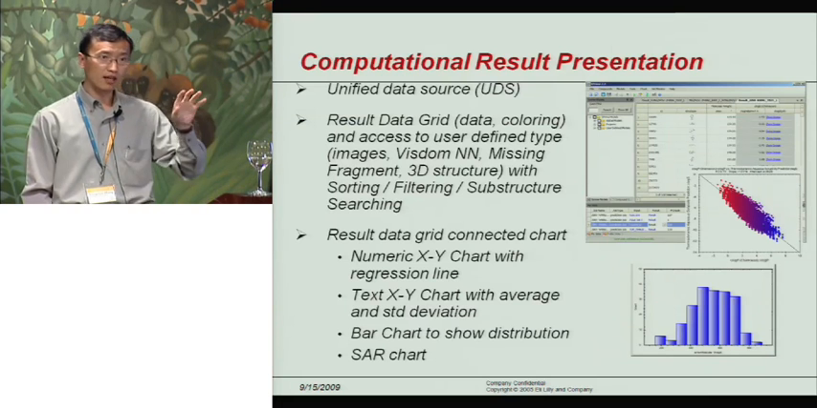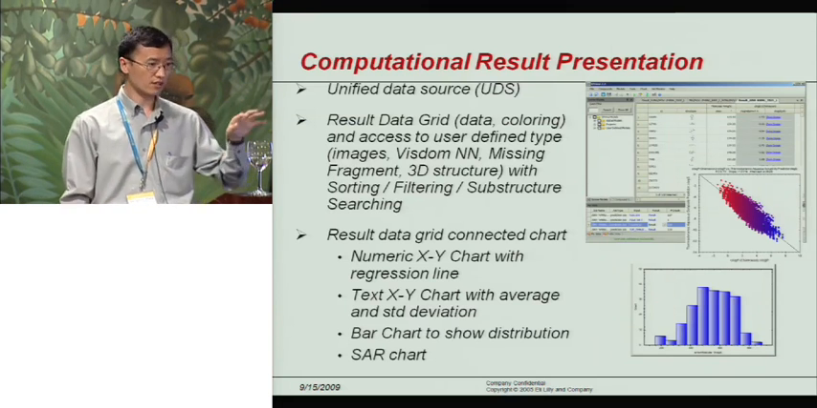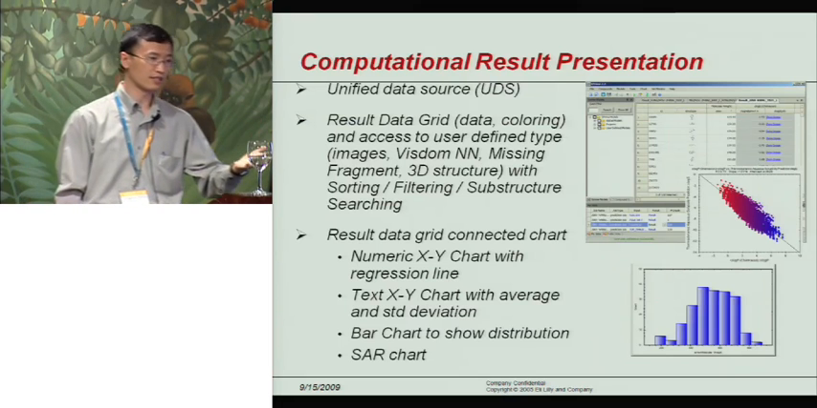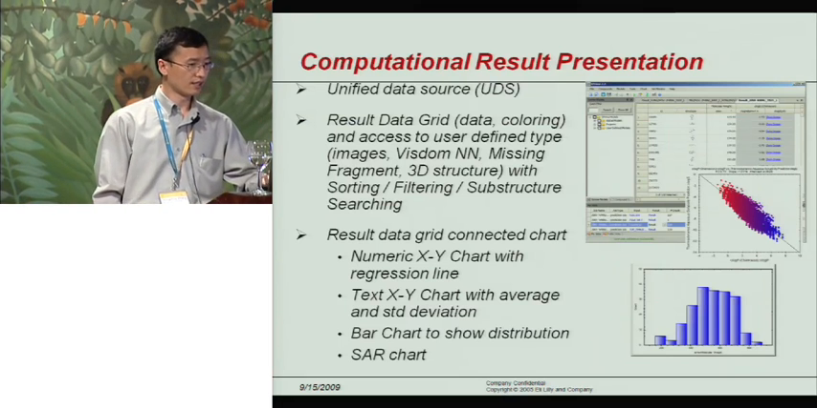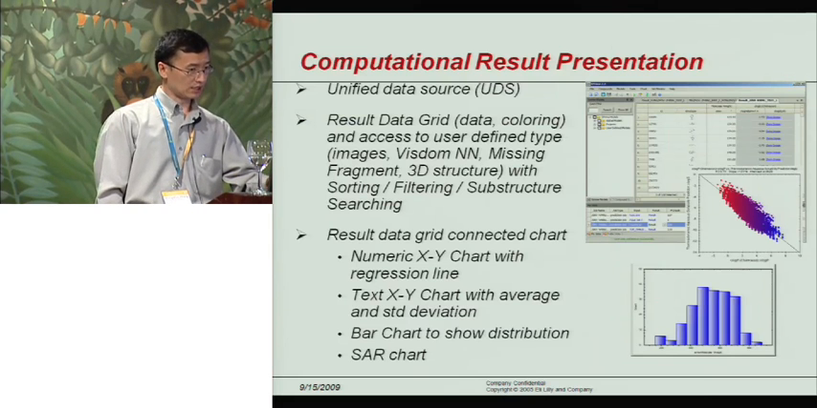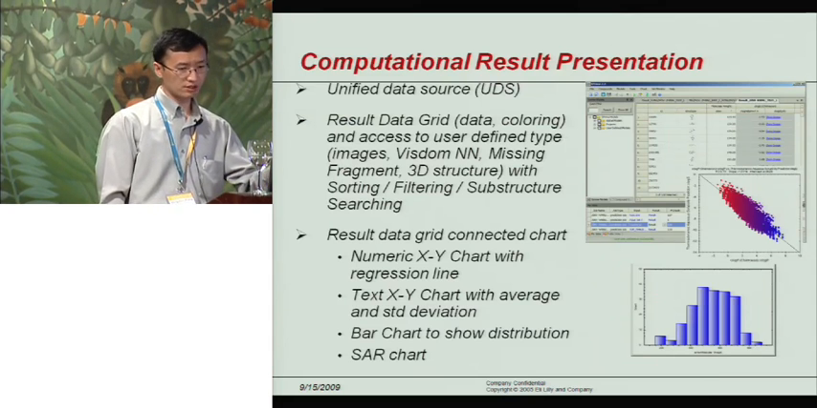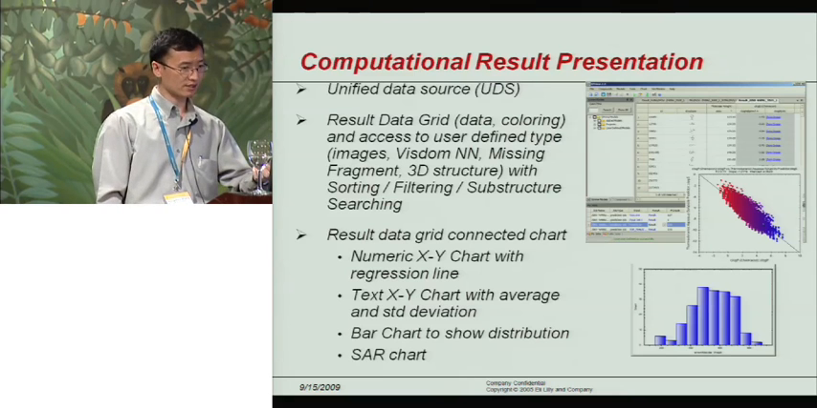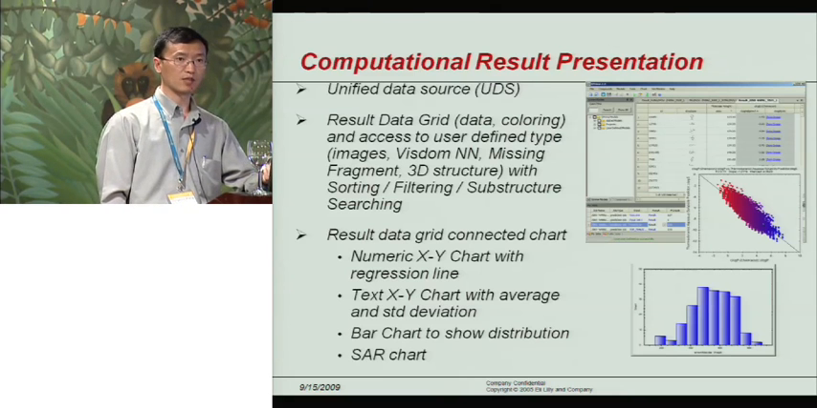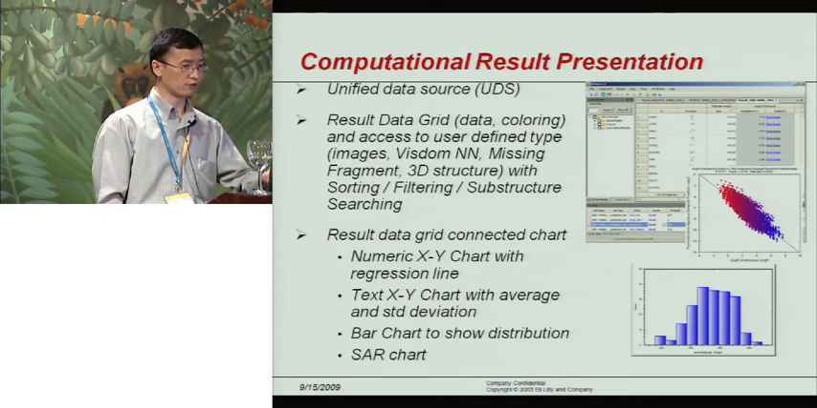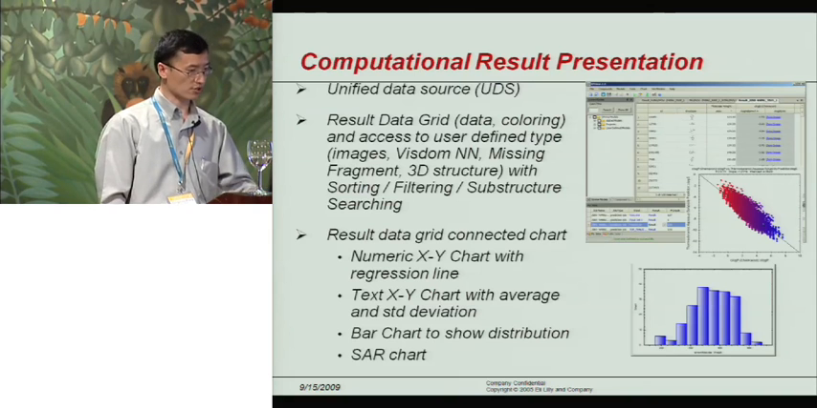So when you select a model or two, you run the job and you get the data. The data is in the format of a unified data source, and we use a DevExpress grid to display it. We support number, text, and image. For example, if you generate a logD image, we can do that. We also have a special type of model called wisdom, where you can show the near neighbors of a fragment and a 3D structure. And you can do some sorting, filtering, and substructure search.